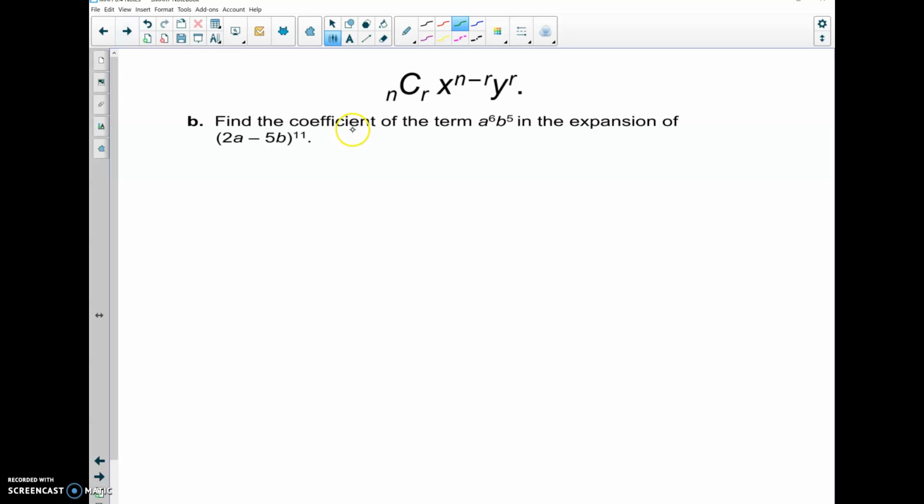Alright, find the coefficient of the term a to the sixth, b to the fifth in this expansion here. So which term is that? Well, b is our second piece here, so that's going to give away what the r is. And our n is the power. So go ahead and plug in each of those pieces into your formula.